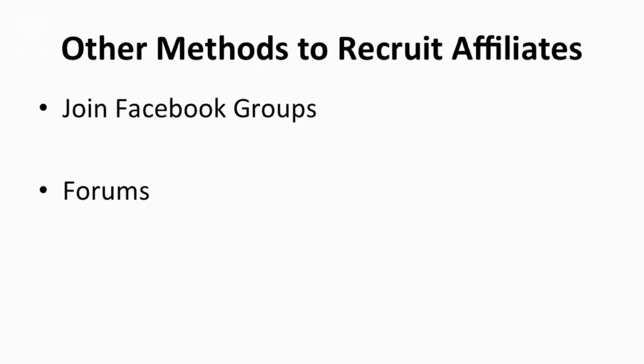Besides waiting for affiliates to join your program, there are other methods to recruit affiliates. Instead of being passive and waiting for them to come, you can join Facebook groups, both closed and open, to approach affiliates first. When you're on Facebook, search the keyword affiliate or Shopify and look for a group that suits you. It's a great way to network too.